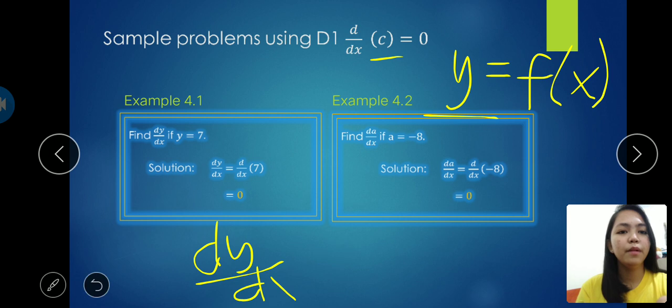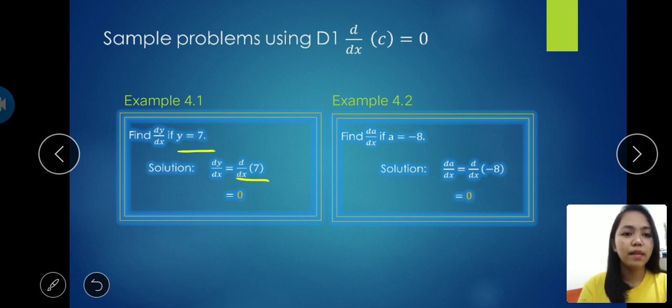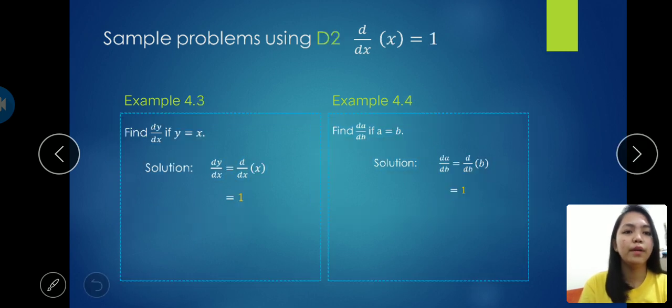So, ganyan. Let's have an example. Based on example 4.1, let's say we find the derivative of y with respect to x. Given y is equal to 7, so we have the derivative of 7 with respect to x is 0. Similarly, we have the function of a, where a is equal to negative 8, we get the derivative of a with respect to x. So, we have the derivative of a equal to derivative of 8 equal to 0. Simple lang ano.